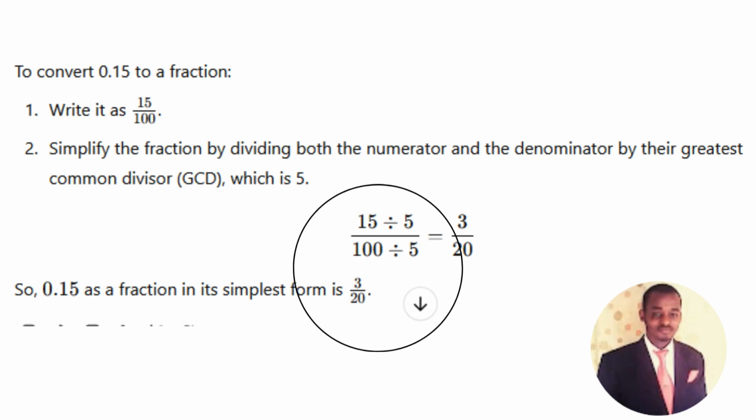Simplify the fraction by dividing both the numerator and the denominator by the greatest common divisor, which is 5. So you can see here we have 15 over 100, divided by 5. 15 divided by 5 gives you 3, 100 divided by 5 gives you 20. So 0.15 as a fraction in its simplest form is 3 over 20. So that is the calculation of this.